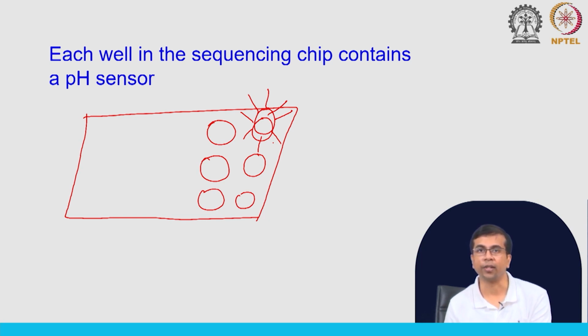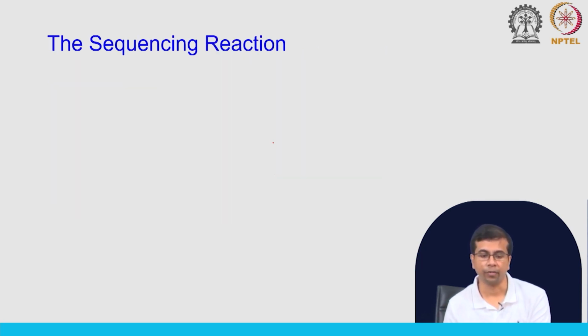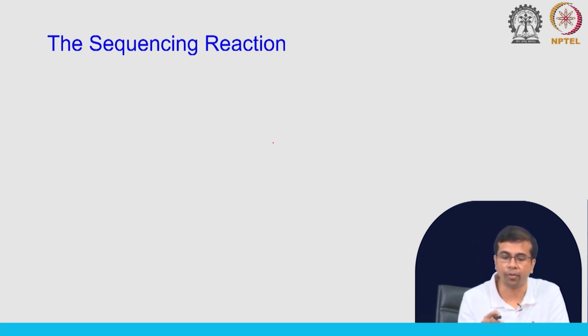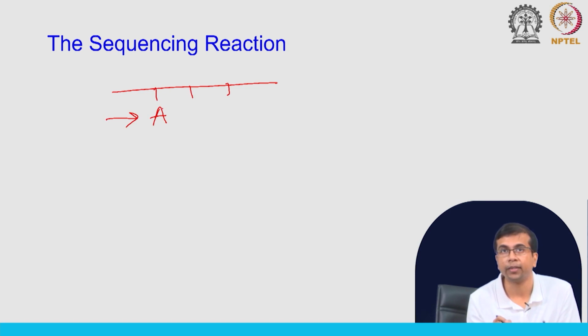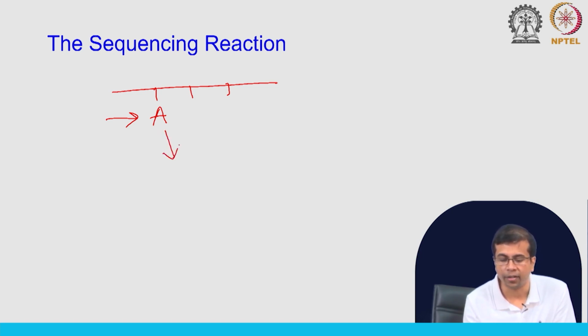Now, how does this H plus ion concentration change? This is something very important. When you have the DNA and here is the primer, the polymerase is adding a base. The moment one base is added, what you get is an H plus ion release.